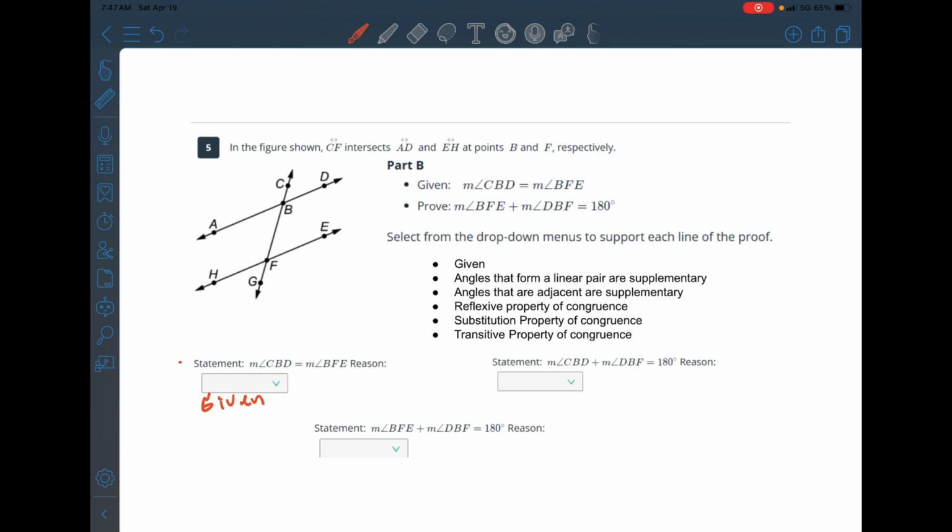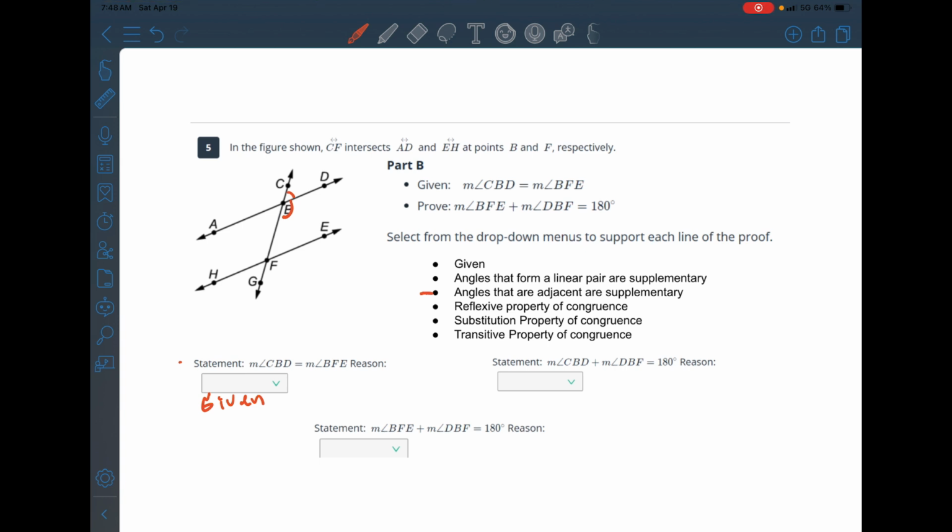Now we're proving that CBD, this one here, plus DBF, this one here, equals 180 degrees. Well, what kind of angles are those? Well, in the game we played, they were adjacent angles. Well, there's something about adjacent angles here. Angles that are adjacent are supplementary. Is that true? In this case, it is. In this case, it makes that line there 180, but not all adjacent angles are 180 degrees. So we can't use that one here.